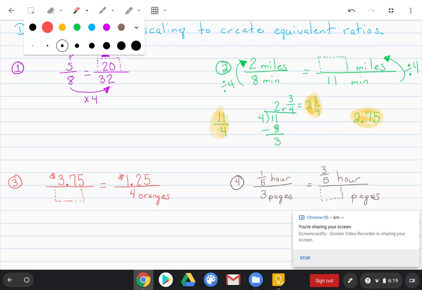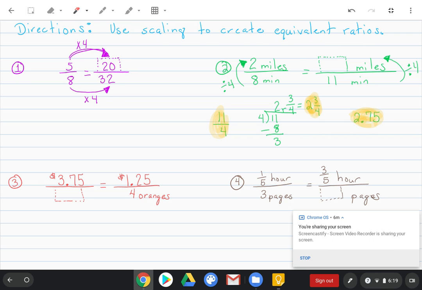to number 3. Number 3, if we have $3.75, we want to know how many oranges we can get, represented by my box. If we know that we can get 4 oranges for $1.25. Well, again, I'm looking for connections between numbers, either vertically or horizontally, and also I'm going from what I know to what I don't know.